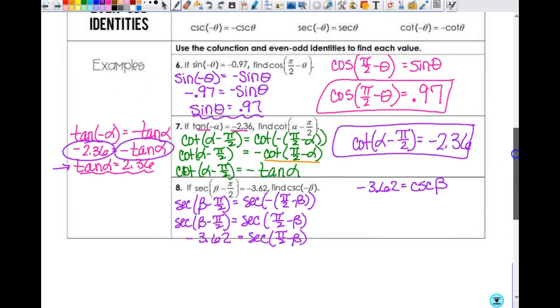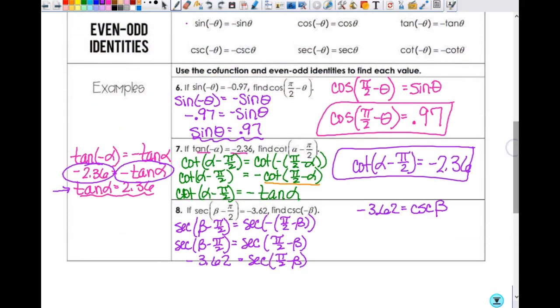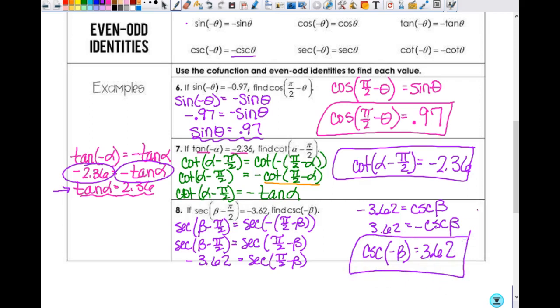So once I look back up here, cosecant of negative beta is negative cosecant. So if I multiply this through by a negative 1, I can get 3.62 equals the negative cosecant of beta. Now I have this part that I needed, which means that cosecant of negative beta is equal to 3.62. There is my answer. Okay. Questions?